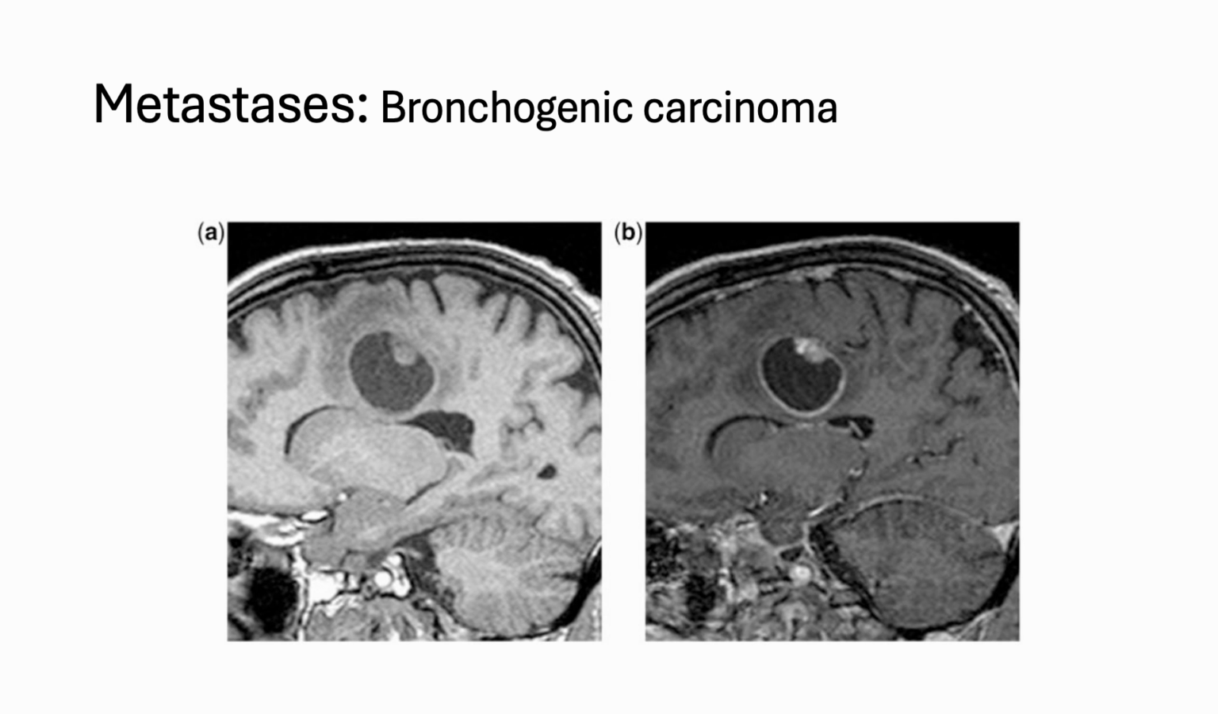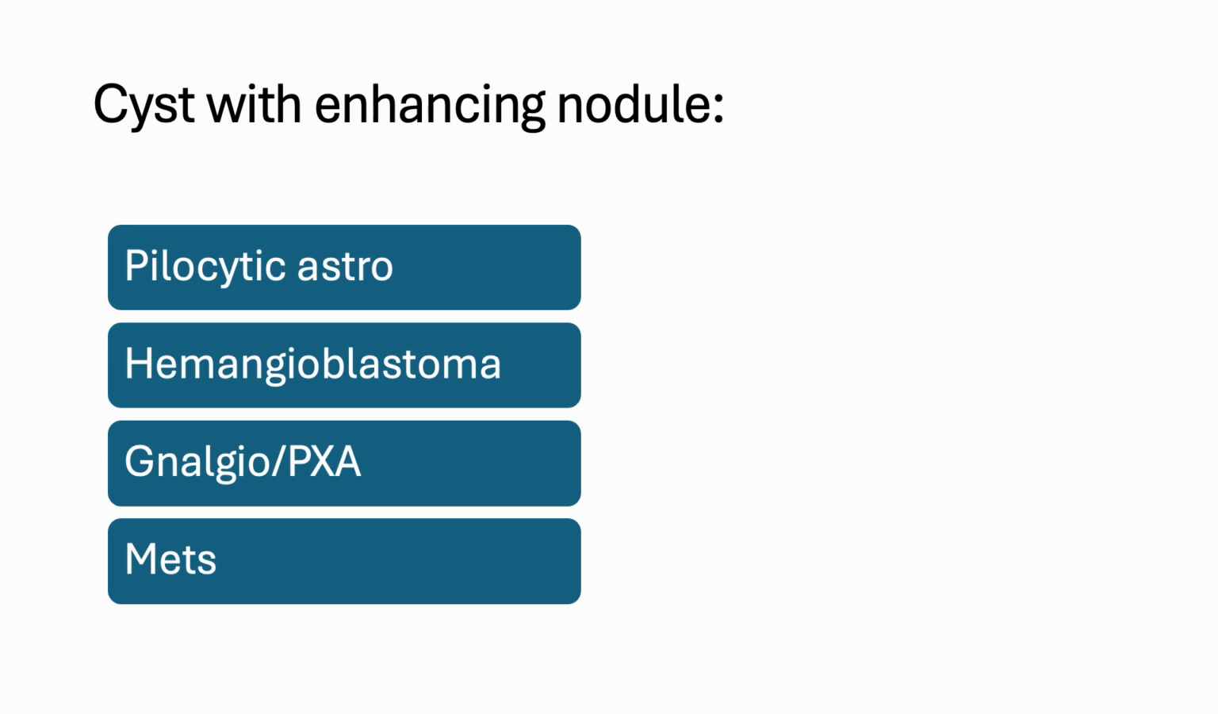Metastases. As you know, you never go wrong with metastases. If you're stuck, metastases can always go in the differential list. Some of them, especially bronchogenic carcinoma, can look like a cyst with enhancing nodule, and they can be anywhere, supratentorially or infratentorially. So cyst with enhancing nodule is pilocytic astrocytoma, hemangioblastoma in the posterior cranial fossa, ganglioglioma, PXA, and METs in the supratentorial space.